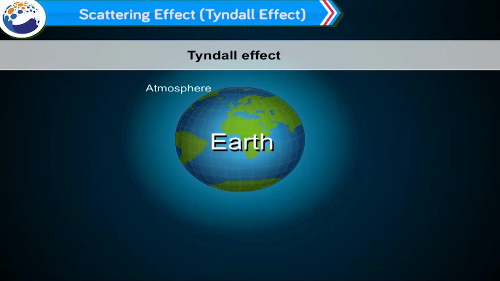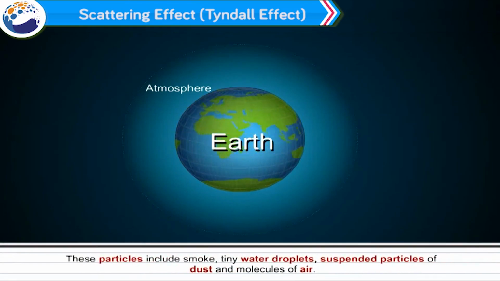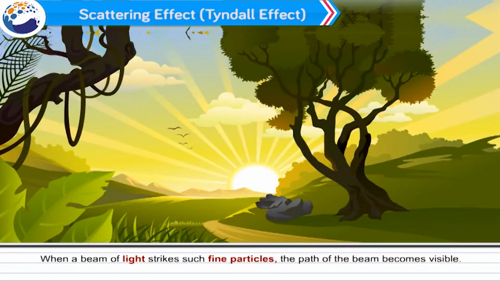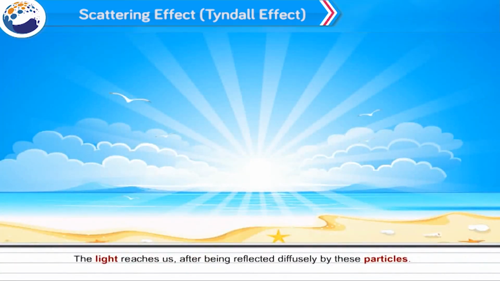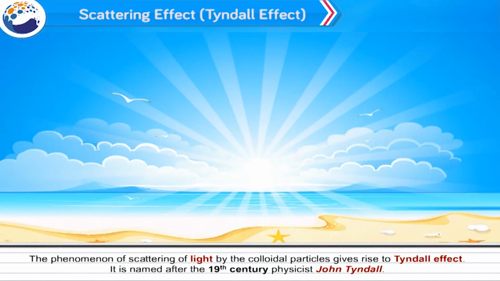Tyndall effect. The Earth's atmosphere is a heterogeneous mixture of minute particles. These particles include smoke, tiny water droplets, suspended particles of dust, and molecules of air. When a beam of light strikes such fine particles, the path of the beam becomes visible. The light reaches us after being reflected diffusively by these particles. The phenomenon of scattering of light by the colloidal particles gives rise to the Tyndall effect.